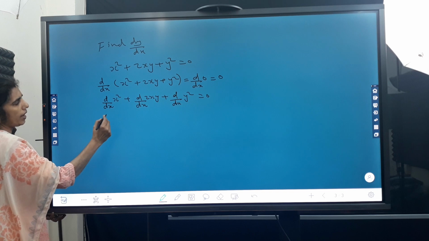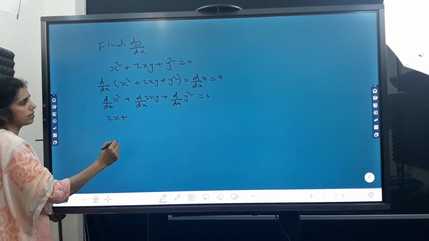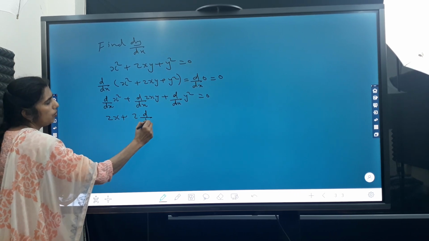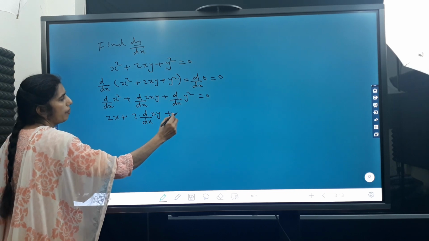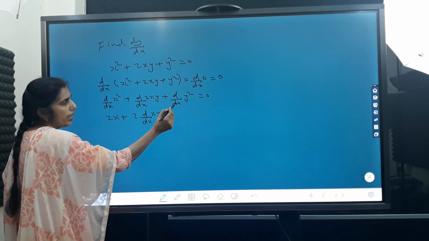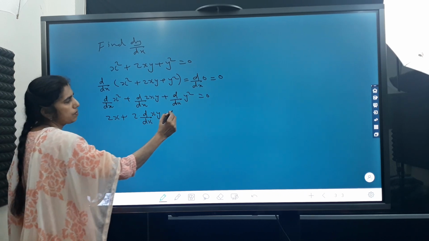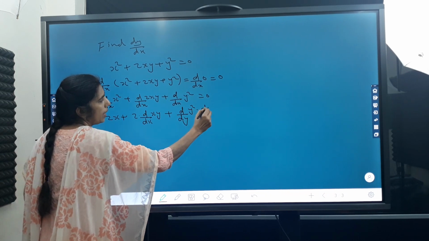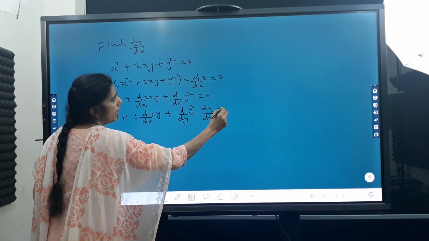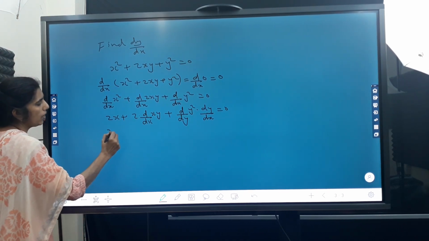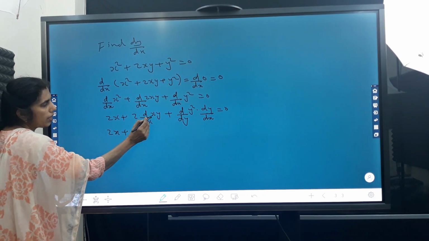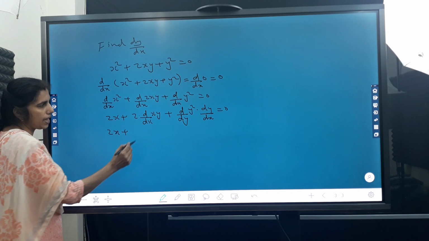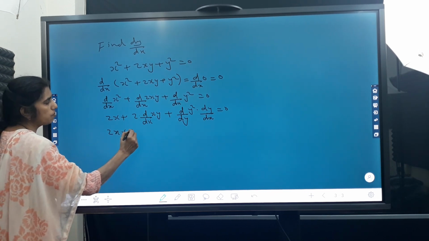Now d by dx of x square, you know that it is 2x. Here we take 2 outside, so it is 2 into d by dx of xy. Here y square is a function of y which we are differentiating with respect to x. So we differentiate it with respect to y, then multiply it with dy by dx. So we have 2x plus. Now when we are differentiating d by dx of xy, this is the product of two variables x and y. So here we have to use the product rule.